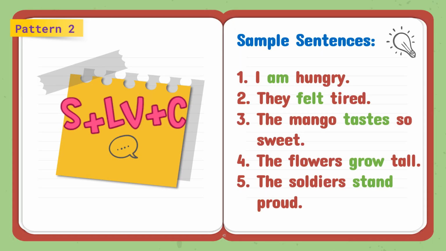Study the examples of SLVC pattern. 1. I am hungry. 2. They felt tired. 3. The mango tastes so sweet. 4. The flowers grow tall. 5. The soldiers stand proud. The words am, felt, tastes, grow, and stand are the linking verbs in the sentence. They all link the subject and the complement in the sentence.